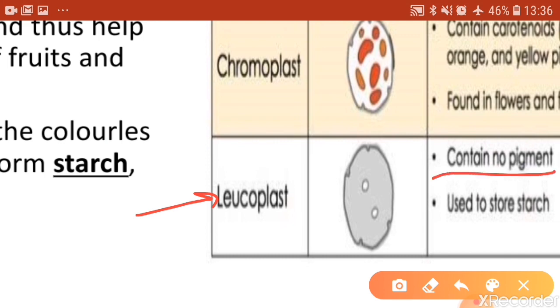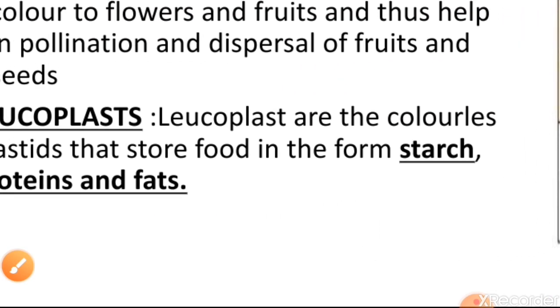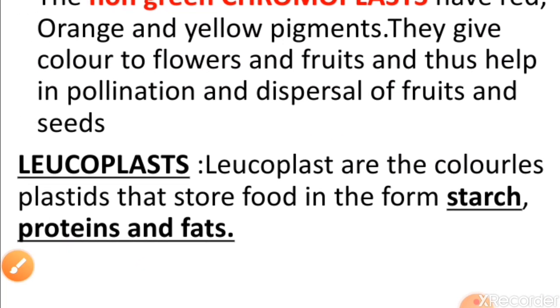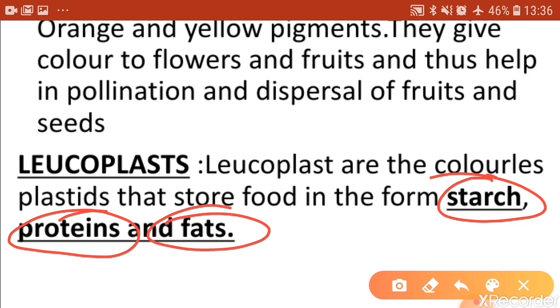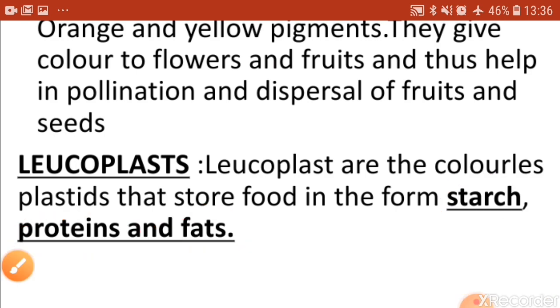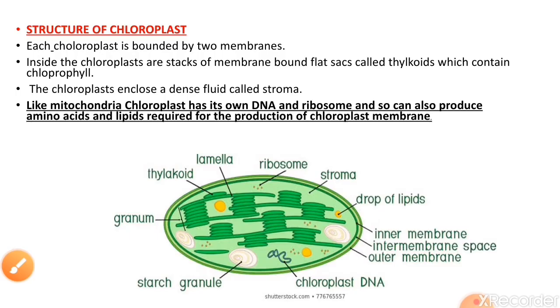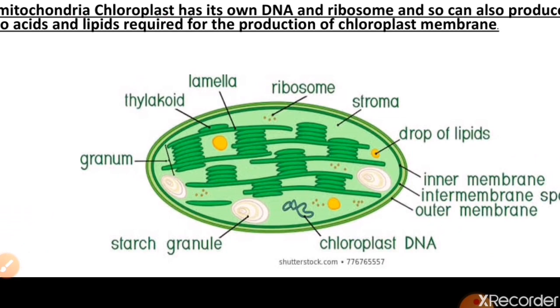The third kind of plastid that you find are the leucoplasts. These are colorless plastids because they don't have any pigment in them. The leucoplast is specialized to store food in the form of starch, proteins and fat. A potato tuber contains the leucoplast that stores the starch.